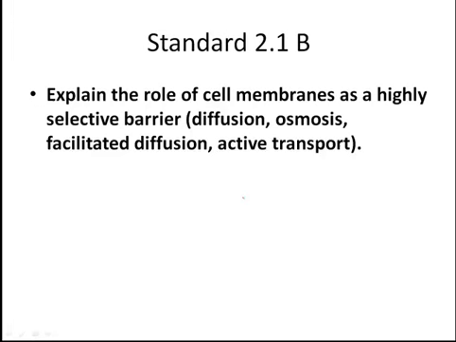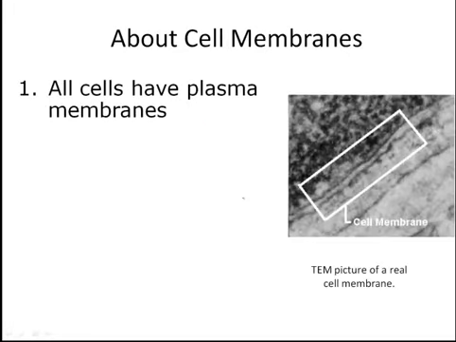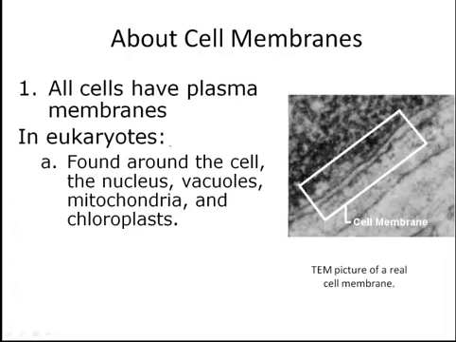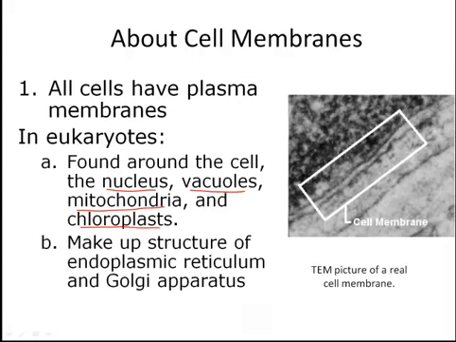Okay, 2.1b is actually all about cell membranes and how they are selectively permeable. So when we think about cell membranes, remember all cells have a plasma membrane, and plasma membrane is the other name for a cell membrane. In eukaryotes, you're going to find the plasma membrane around the outside of the cell, but also around the nucleus. It makes up vacuoles, chloroplasts, mitochondria. This is where you're going to find all of the different cell membranes surrounding organelles. Also, cell membranes are what the endoplasmic reticulum, which is the ER, and the Golgi apparatus are made of.